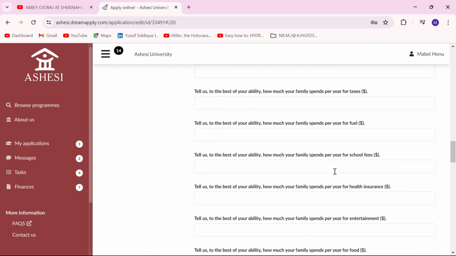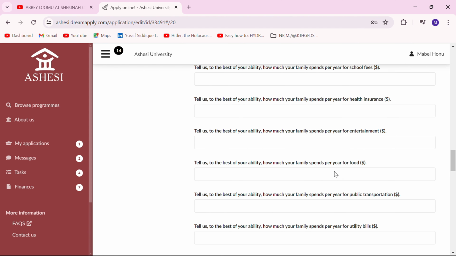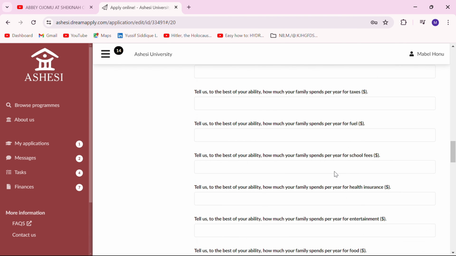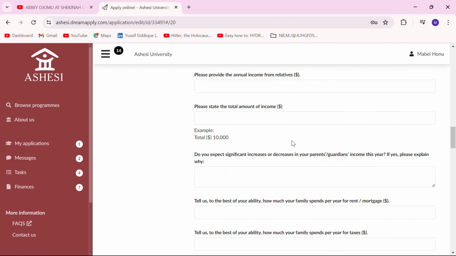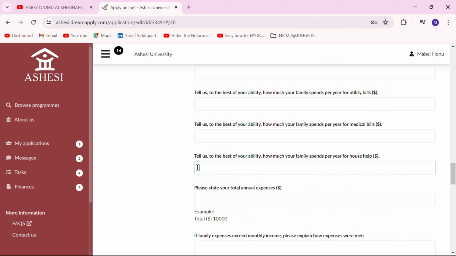So in the same way as we did for the total annual income, we do the same thing for the total annual expenses. So you add up all of the expenses here from this first one, from the rent to that of the house help, and then you put it in. Since all of this are already in dollars, you just sum up everything and then put it here.